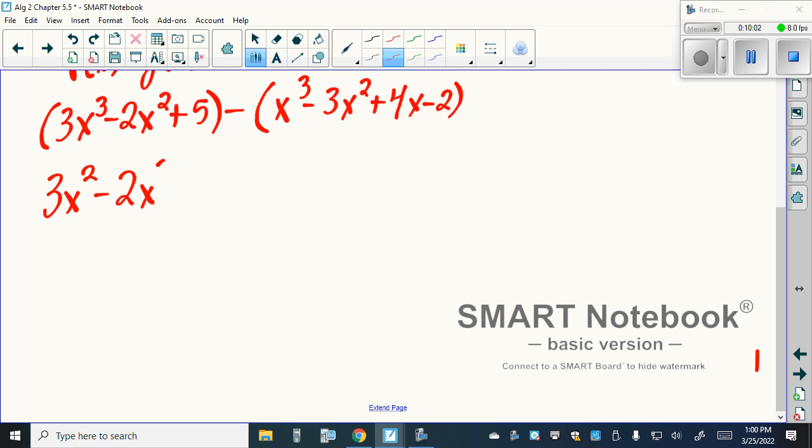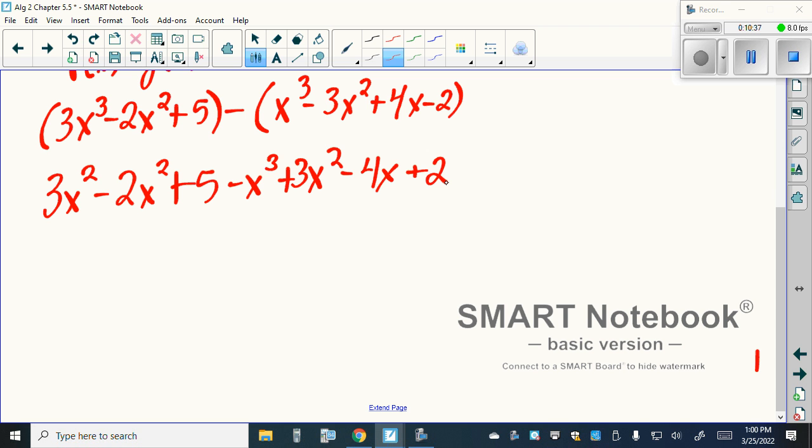And distribute the negative through. Because if we distribute the negative through that second set of parentheses, the x cubed is going to become negative, our negative 3x squared is going to become positive 3x squared, our positive 4x is going to become negative, and lastly, the negative 2 is going to become positive. It's going to change the signs of everything in the second set of parentheses. And after we do that, we can go on and just combine like terms.